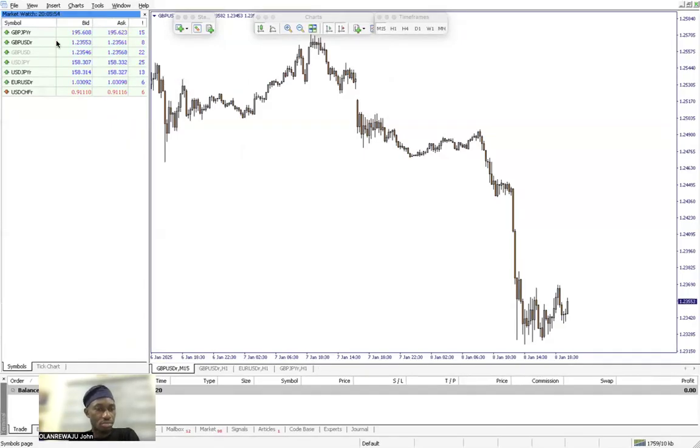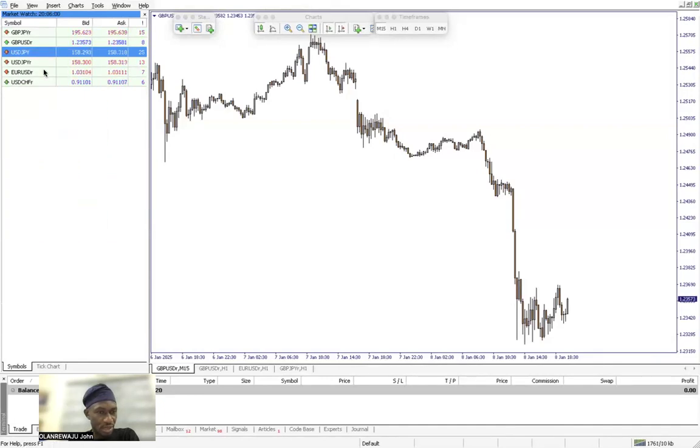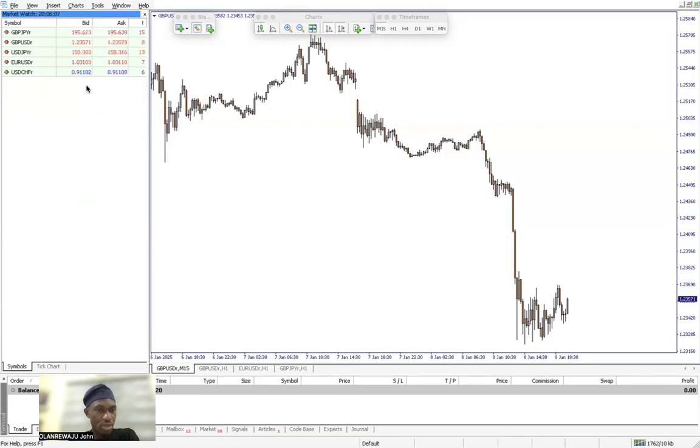These are assets that you can't trade. It is not every GBP USD that you can also trade. There are some that you can't trade even on your broker's platform. Okay, so USD JPY is 13. EUR USD is 6. USD CHF is 6. So this 6, I think, is 0.6 pip, not up to 1 pip.